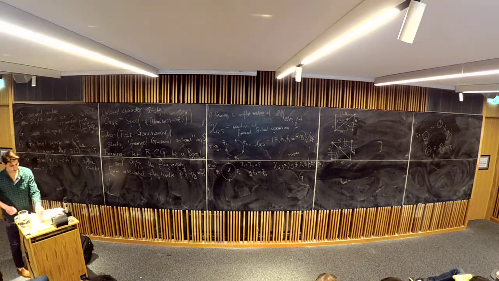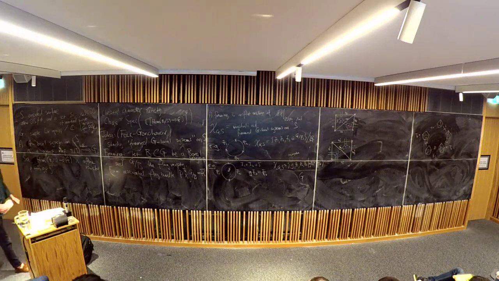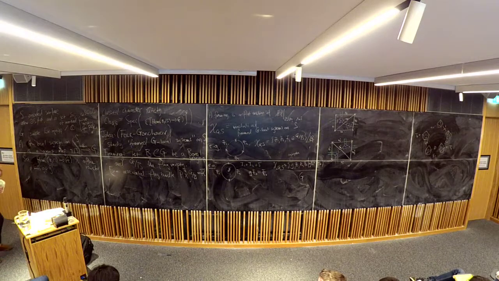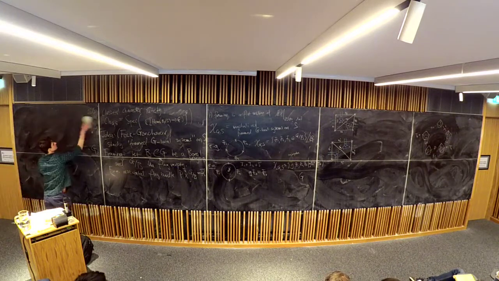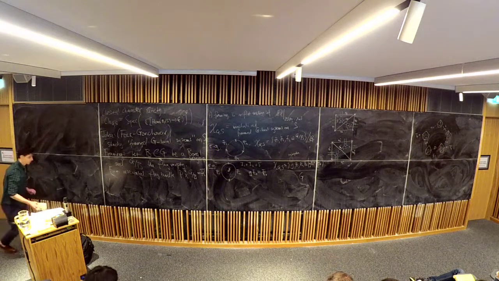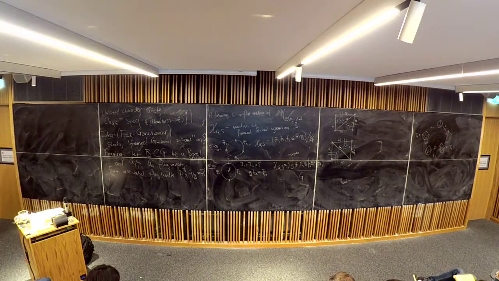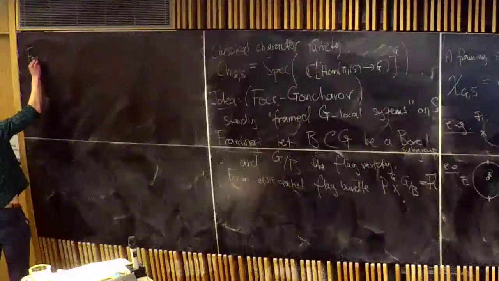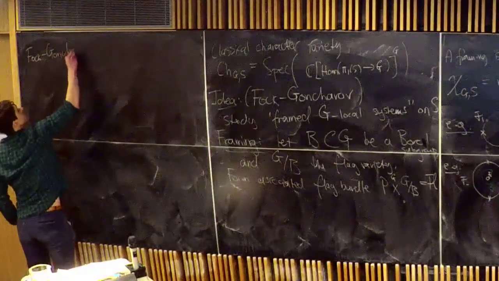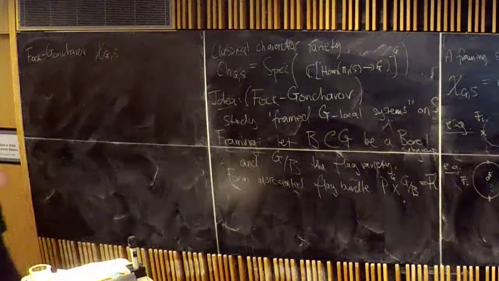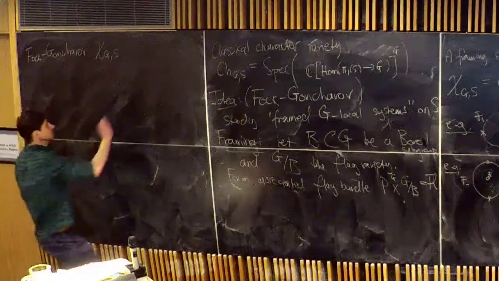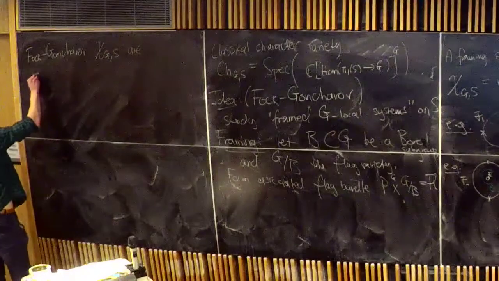So what's the point of introducing these framed guys? Maybe I'll delete this stuff on the left. We mentioned that the classical character variety was not a particularly nice variety in general. On the other hand, what Fock and Goncharov showed is that these moduli spaces of decorated local systems are actually nice rational varieties.